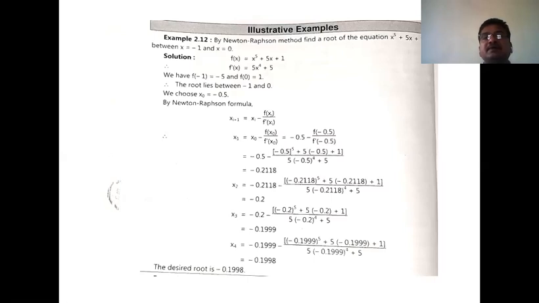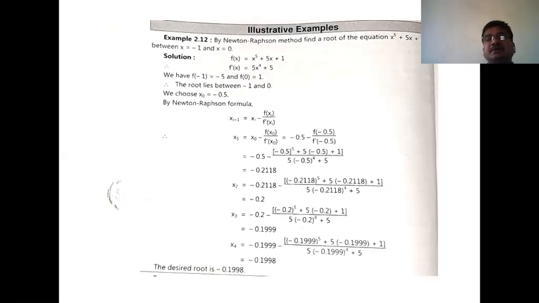Out of those numbers, take any one number as an initial approximation. So here x0 is equal to minus 0.5 is the initial approximation, and the number lies between minus 1 and 0. Then write the Newton-Raphson general formula: x(i+1) is equal to xi minus f of xi divided by f dash xi, where i runs from 0, 1, 2, 3 up to infinity.